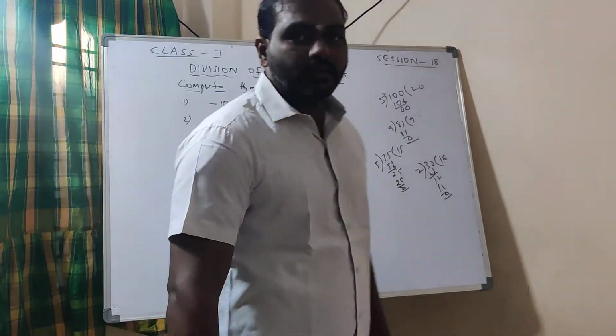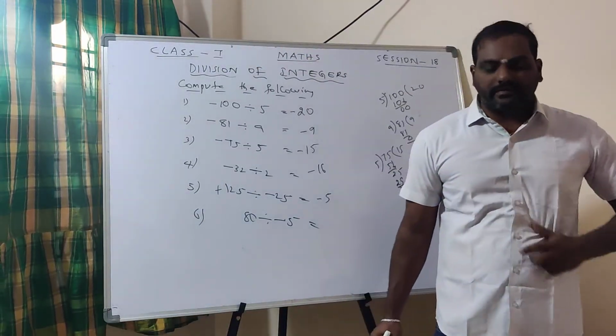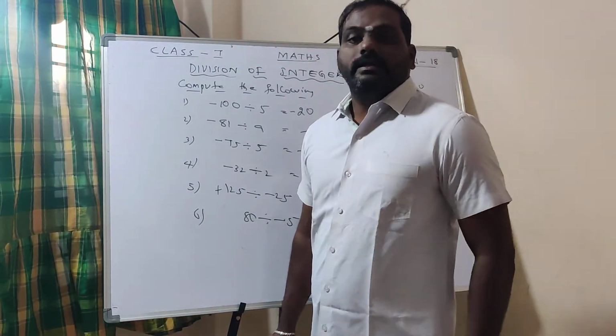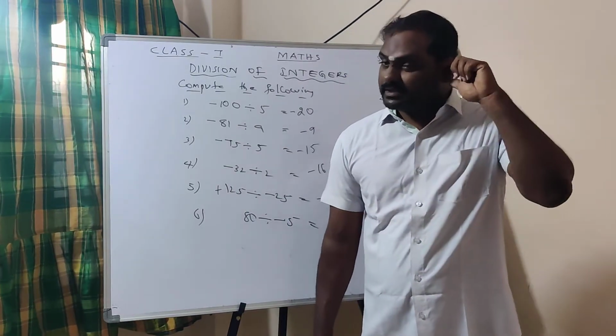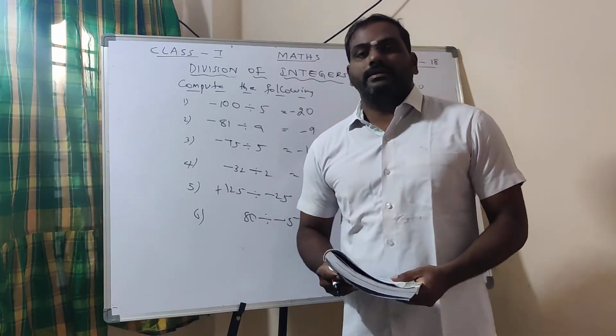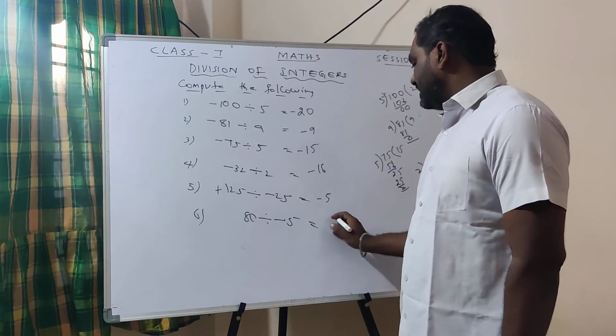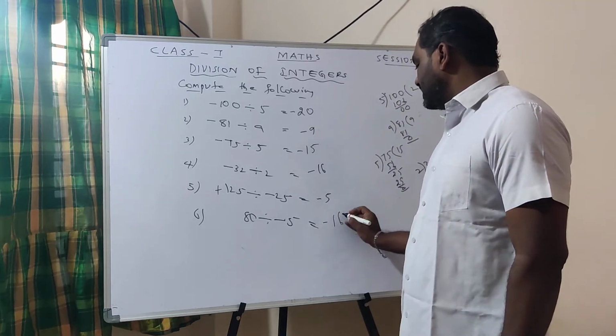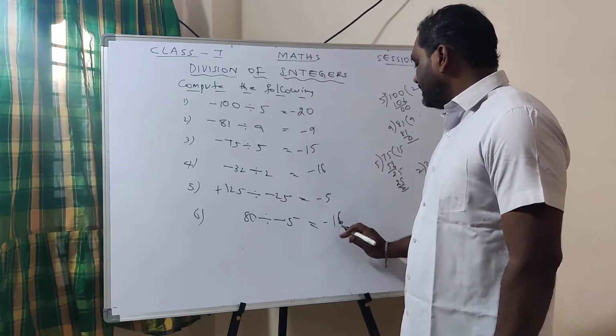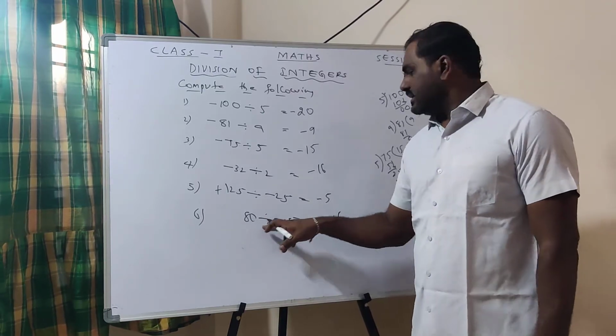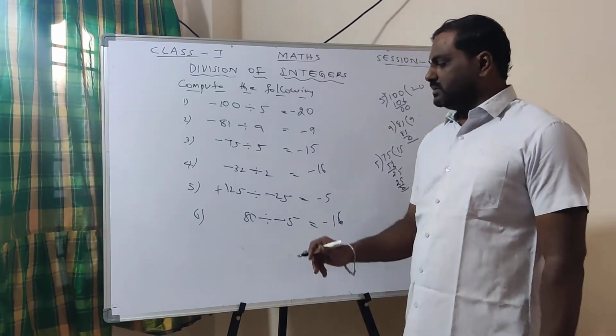80. 5 tens are 50. 5 11s are 55. 5 12s are 60. 5 13s are 65. 5 14s are 70. 5 15s are 75. 5 16s are 80. So it is minus 16 is the answer. Minus 16. Why? If you are unable to understand this, you have to do the regular division. You can also do like that.